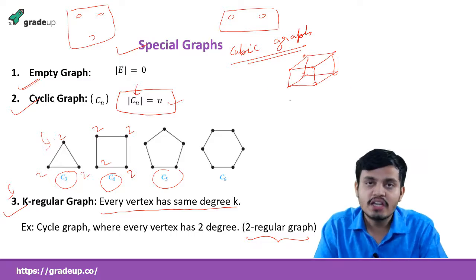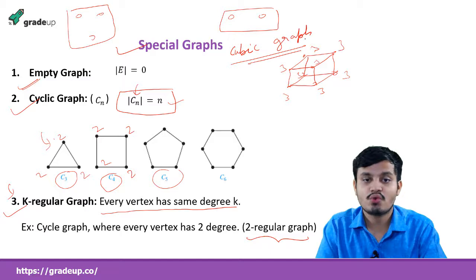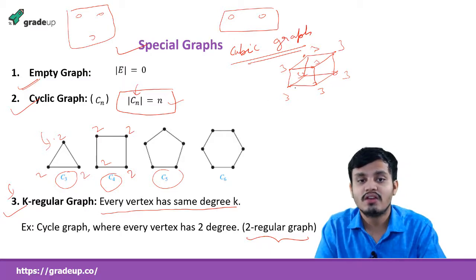Here, try to find the degree of every vertex. See here: 1, 2, 3; 3, 1, 2 and 3; 1, 2 and 3; 1, 2 and 3; 3, 3, 3, 3. So here every vertex is having degree 3. Okay, every vertex is having degree 3.